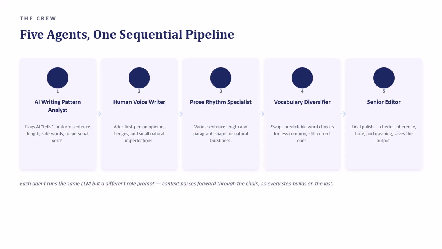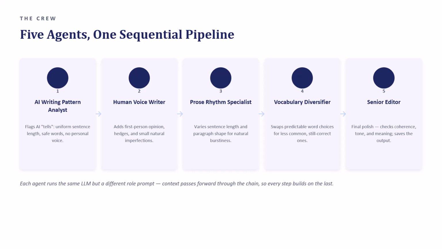So the first agent flags AI writing patterns, and it is called the AI writing pattern analyst. The second one is the human voice writer, which adds some human imperfections in the text. And then the third one is the pause rhythm specialist, which looks at sentences. And since AI is very good at writing consistent sentences, it tries to break that down and create varying sentences.